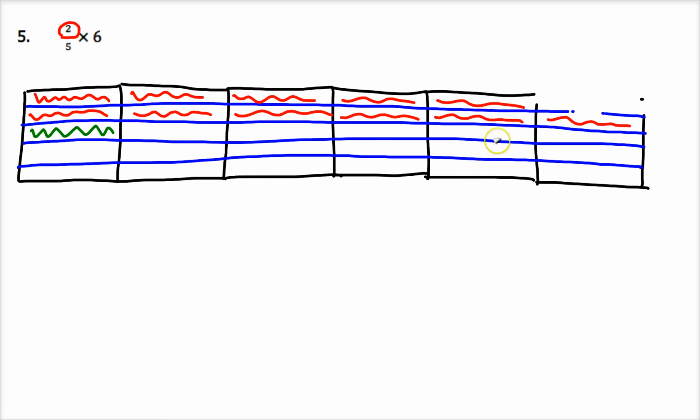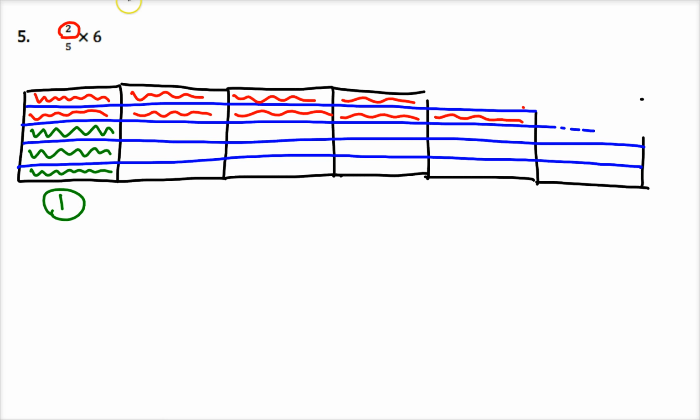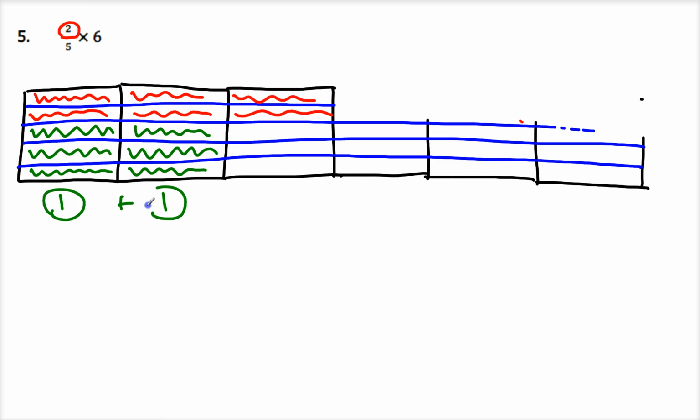I'll do another similar process right here. I'll take away this 1/5 piece and I'll move it right here. I can take away this 1/5 piece here and move it down here. So now I have one whole. I can take away this 1/5 piece, move it here. I can take away this 1/5 piece and move it right here. And I can take away this 1/5 piece and move it right here. So now I have a second whole piece.